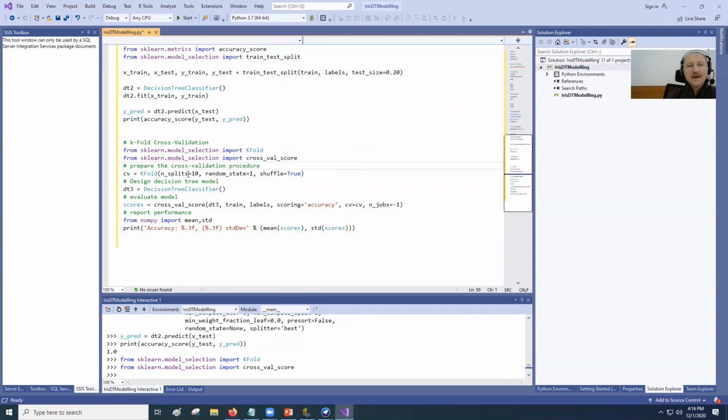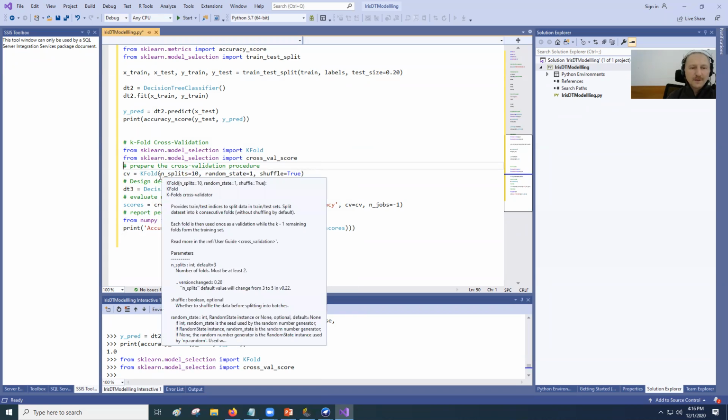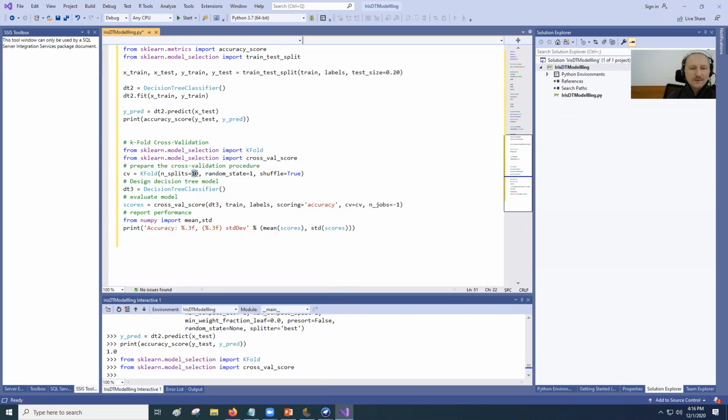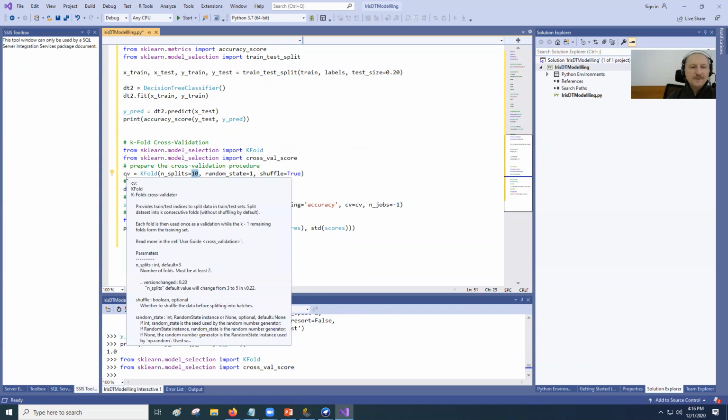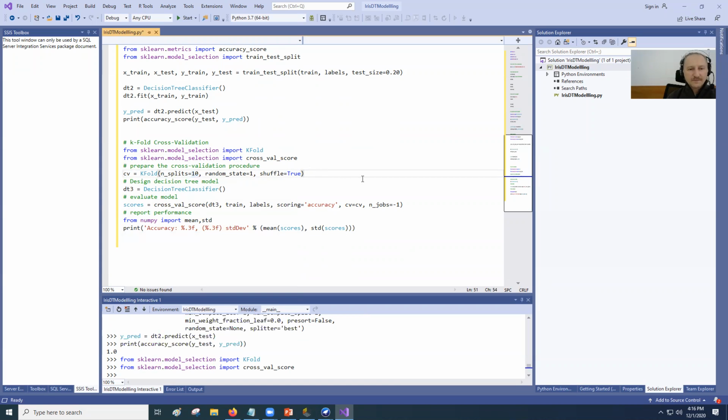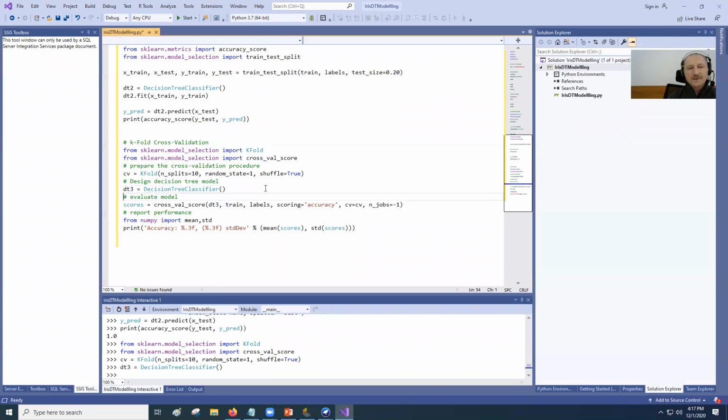And then I am dividing my data into 10 folds. This function, KFold, divides the data set into 10 folds. These training and test data will be saved inside the splits. And then this time I am defining a new decision tree. Its name is DT tree. After that, the cross-validation score function.